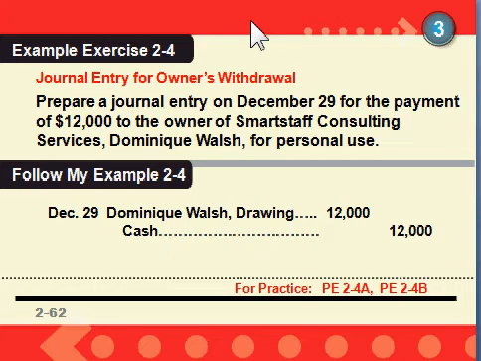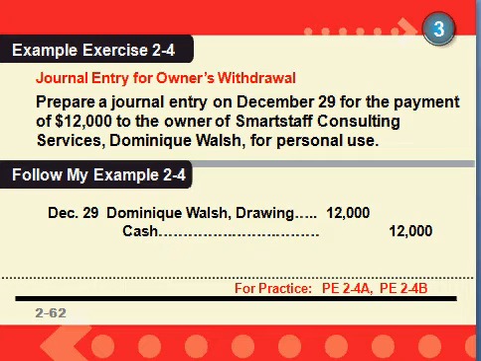And then we put $12,000 in our debit column, and then right below that we'd indent over, write cash because we're crediting the cash account, and in the credit column we'd write $12,000, and then right below that we would write Dominique Walsh withdrew $12,000 for personal use.